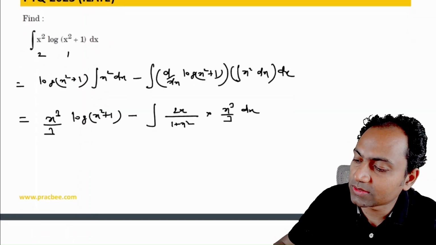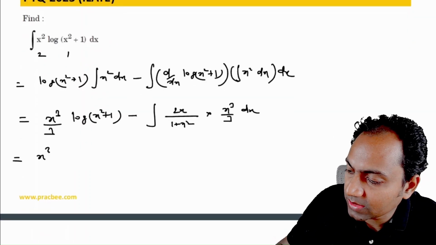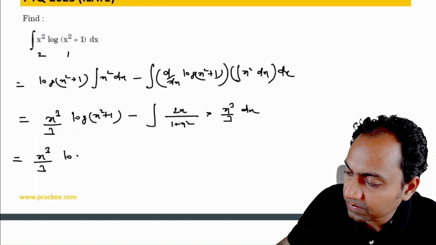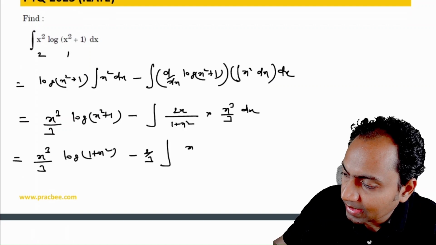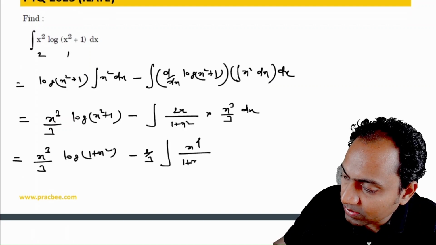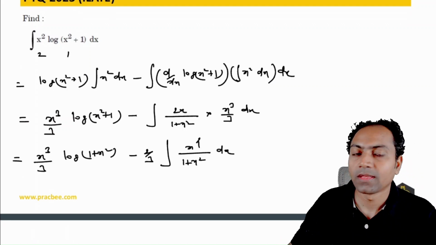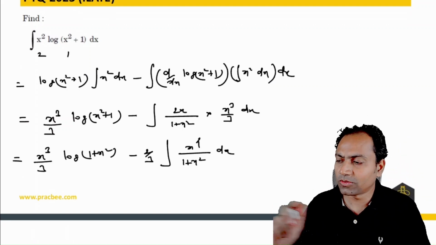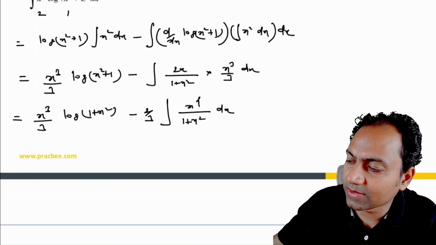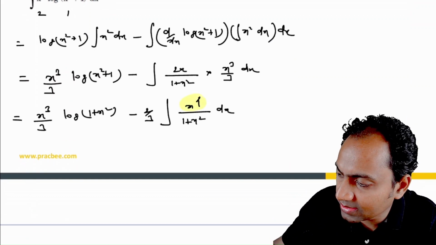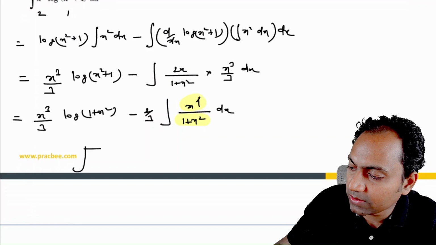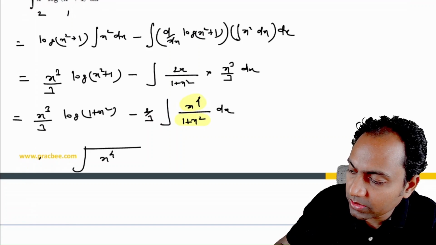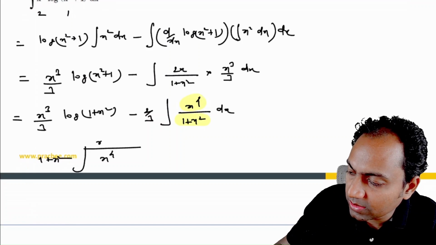Once you have got this, we can simplify, and this becomes x raised to the power 3 by 3 log of 1 plus x square, minus 2 by 3 integration of x raised to the power 4 by 1 plus x square dx. Now there is a trick, you can add and subtract 1 also, but I will give you a longer method that will always help you solve the question. Always take the higher powered numerator and divide by the denominator. So if I take x raised to the power 4 here and divide by 1 plus x square, here it will be x square.